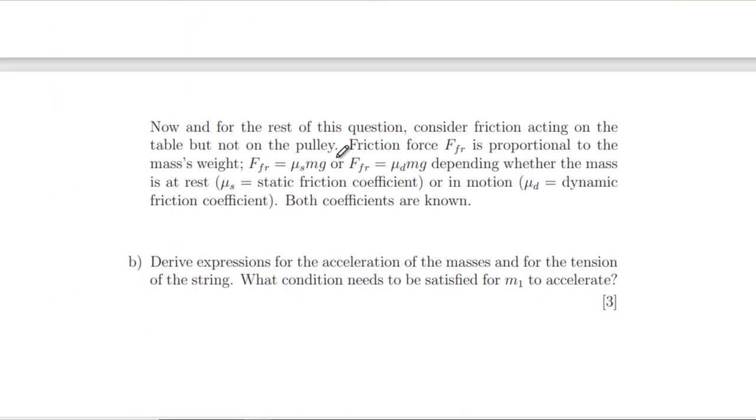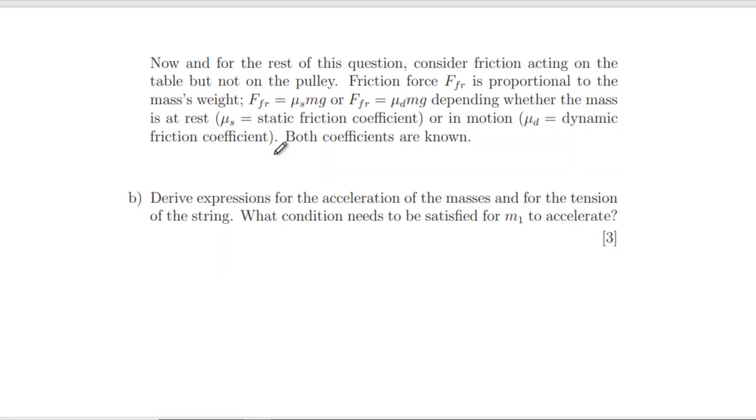Now, for the rest of this question, consider friction acting on the table but not on a pulley. Friction force F friction is proportional to the mass's weight. So the friction is equal to mu S mg or mu d mg, depending on whether the mass is at rest. Oh, right, so they're bringing in static friction and dynamic friction. Okay, both coefficients are known. Derive expressions for the acceleration of the masses and for the tension of the string. What condition needs to be satisfied for M1 to accelerate?